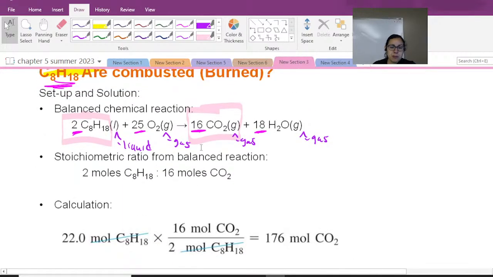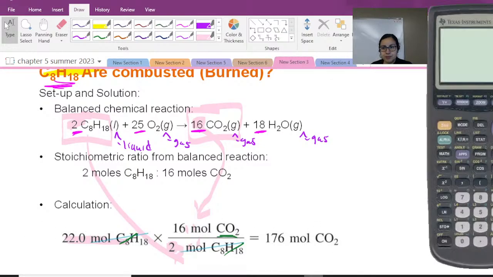Now you just set up your conversion factor. I'll scroll down since this example was laid out. Set up your stoichiometry. We began with 22 moles. Then you set up your ratio, just like we set up our ratio of graham crackers to s'mores. I pulled the coefficients from the balanced equation. Make sure your units cancel: moles of octane cancels, so you are left with moles of CO2. I'll plug it into the calculator. So 22 times 16 divided by 2. We get 176.